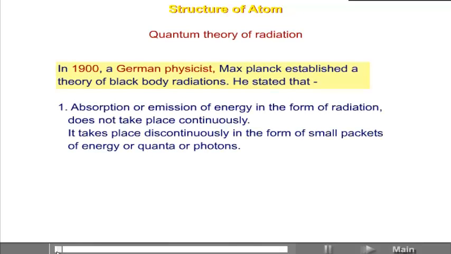Quantum theory of radiation. In 1900, a German physicist, Max Planck, established a theory of black body radiations. He stated that first, absorption or emission of energy in the form of radiation does not take place continuously. It takes place discontinuously in the form of small packets of energy or quanta or photons.